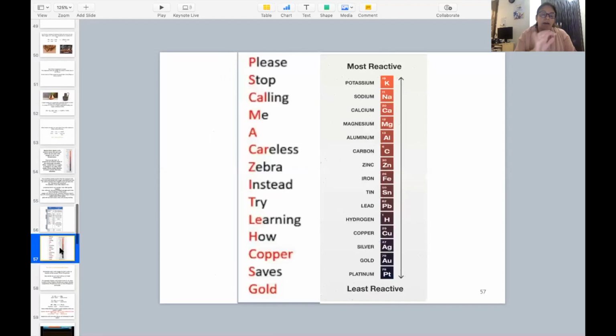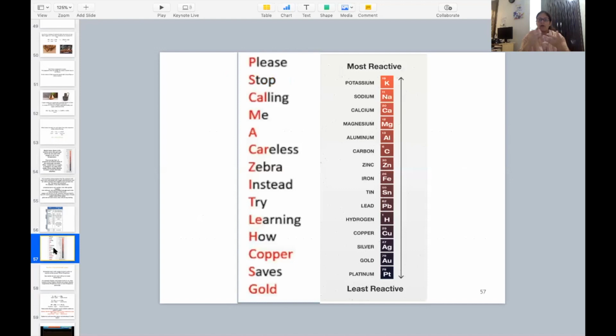I am sharing this too. If you want to learn this series, there is a jingle: Please stop calling me a careless zebra. Instead, try learning how copper saves gold. This is a line which actually helps you to learn the activity series. P stands for potassium, S stands for sodium, C stands for calcium, M stands for magnesium, then aluminium, carbon, zinc, iron, tin, lead, hydrogen, copper, silver, gold, and platinum also.